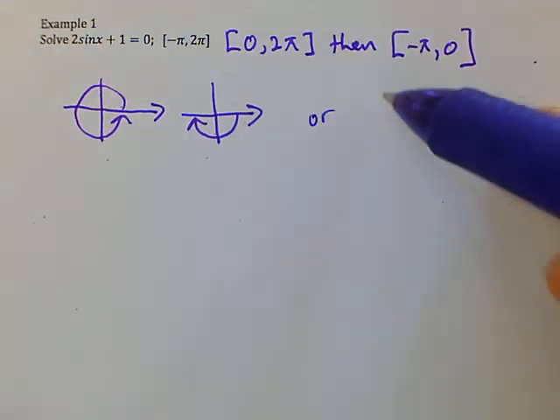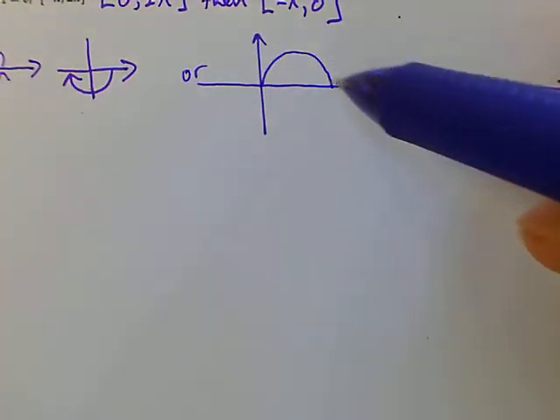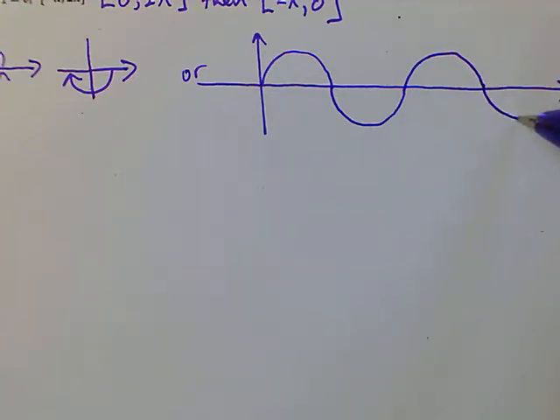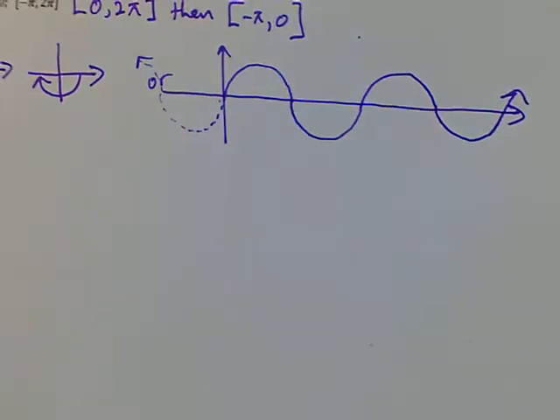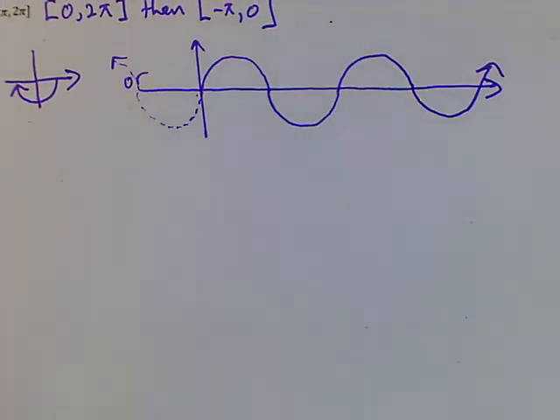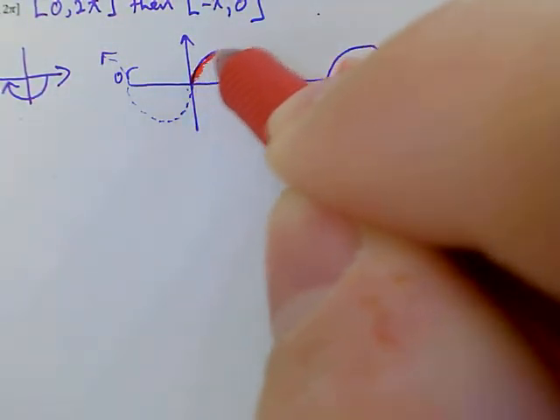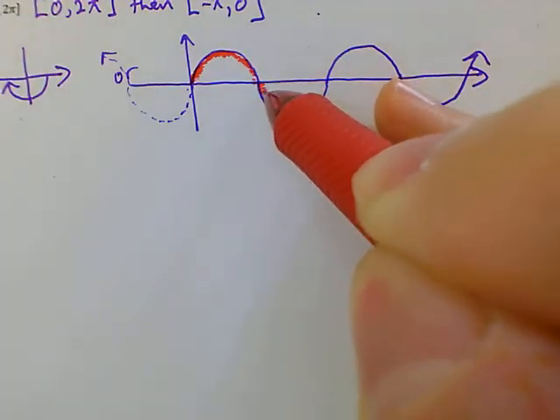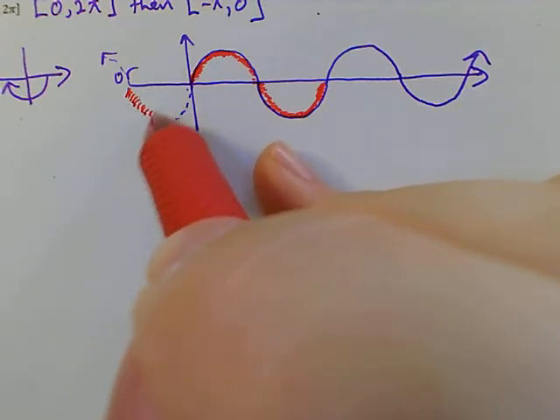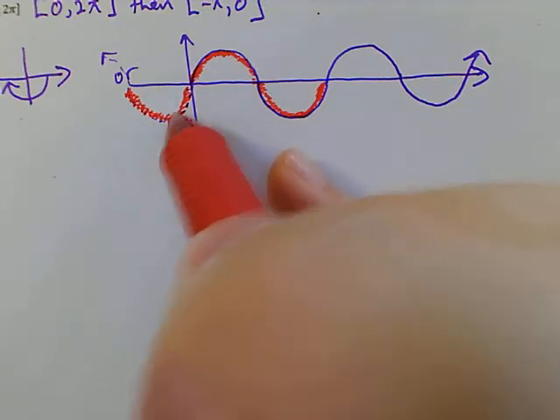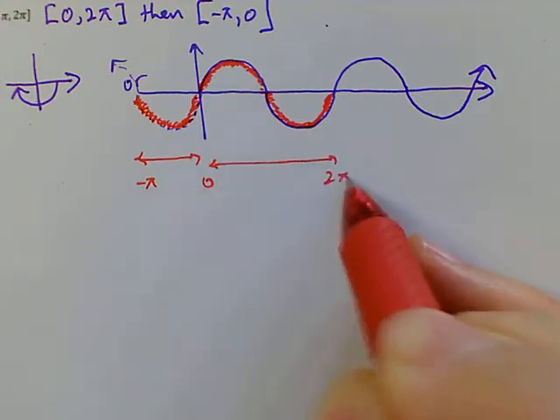Here's another way I can describe it. You know that the sine curve continues on forever. In the same way, you can say that it continues on forever this way. The question is asking, let's use red here, find all the answers within this portion of the curve, within this portion of the curve, and this portion of the curve. Because this is negative pi to 0, and then 0 all the way to 2 pi.